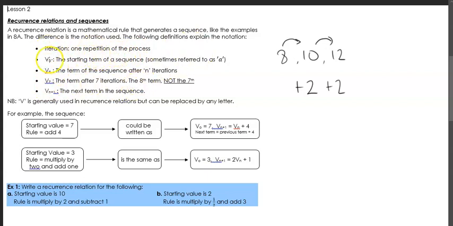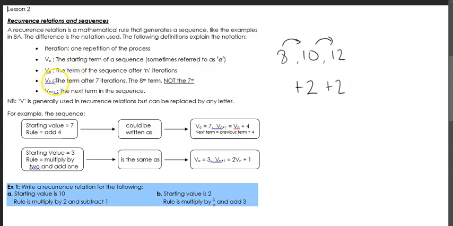This is V subscript 0. See how there's a little 0 here next to the V? This is pushed down and to the right of the letter V, which is the opposite of a power. Usually a power goes on the top right, this is on the bottom right. And this is just the starting term of a sequence. This can also be referred to as A, because A is just the first letter of the alphabet. Very inventive. So V of 0 is just the starting term of a sequence.